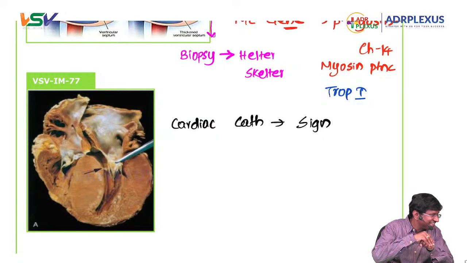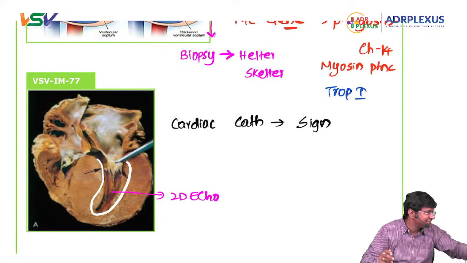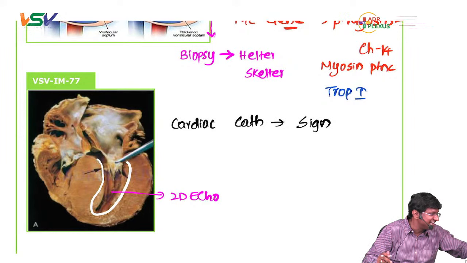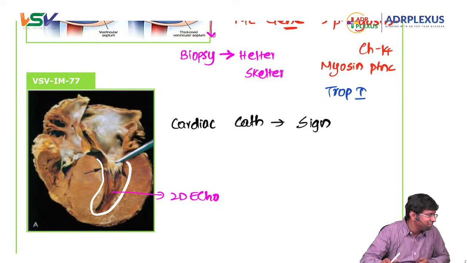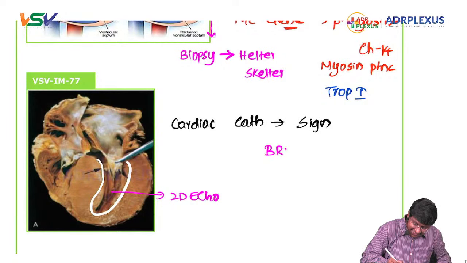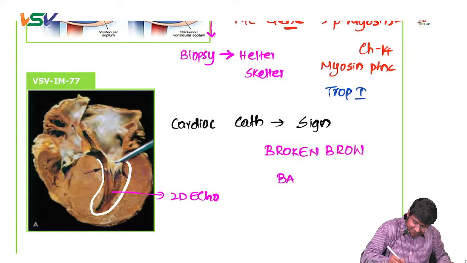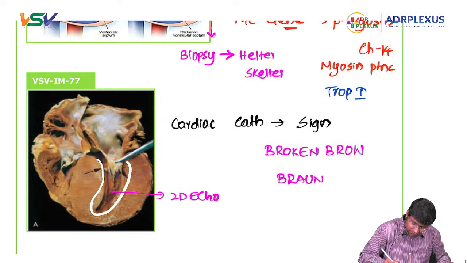Banana shaped ventricle, you can have this in 2D echo also, right? So even the 2D echo will show you that banana shaped left ventricle. For that you need not do catheterization. Only one student answered that, that is Hariharan, very good Hariharan. So the very important sign is the Brockenbrough-Braunwald sign.